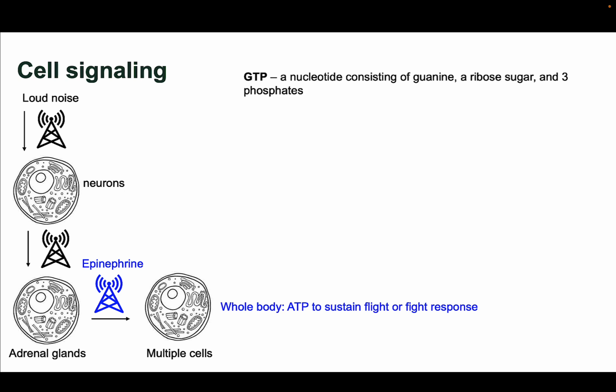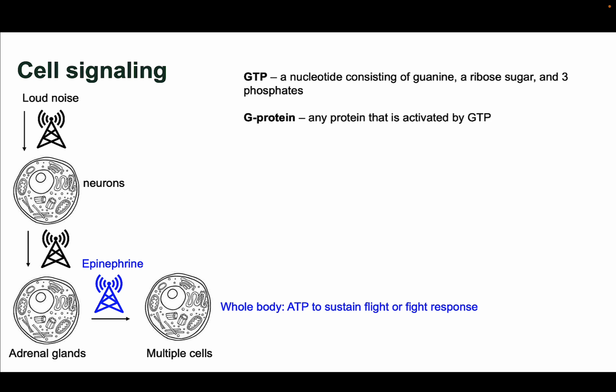So the first molecule I want to talk about is GTP. GTP is very similar to ATP. It's a nucleotide. It's got a ribose sugar and 3 phosphates. But instead of having adenine, which would make it ATP, adenosine triphosphate, this has a guanine. So we're substituting the base when we're talking about GTP. So this is guanine, a ribose sugar, and 3 phosphates, and it's a nucleotide.